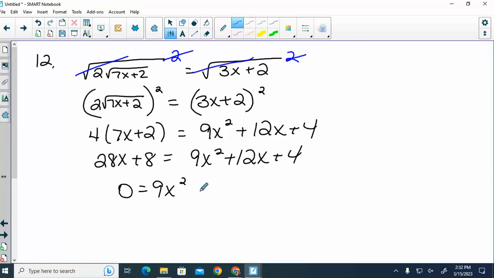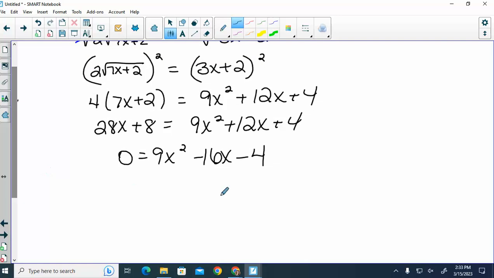So 12x minus 28x is 16x. 4. I did get it right. I wrote down the wrong number, which is why I didn't get both answers. Oh, so when you checked the wrong number, it didn't work. So slip and slide.